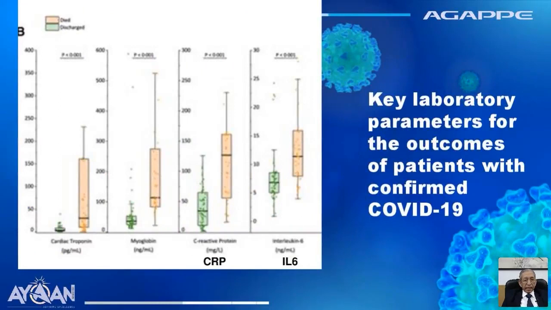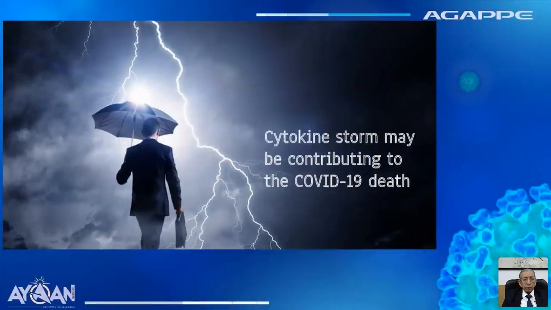That is again shown here, where the last two bars are CRP and IL-6. IL-6 and CRP go up with the clinical condition. These are the key laboratory parameters for the outcome of patients with confirmed COVID. You can see the normal as well as the abnormal conditions, and the difference is statistically very significant. But as I have told, IL-6 is very difficult to test and not commonly available in the laboratory, whereas CRP is commonly available. The cytokine storm may be the contributing reason for COVID death, and that is why we are very much afraid of it, and detecting it is important.